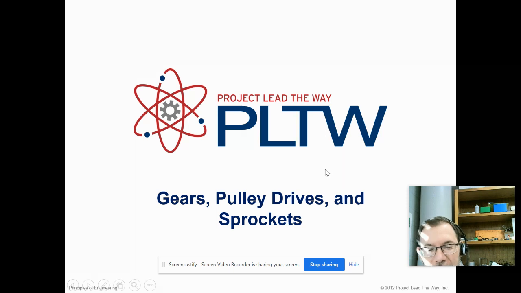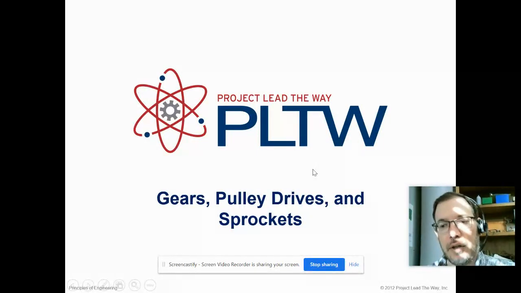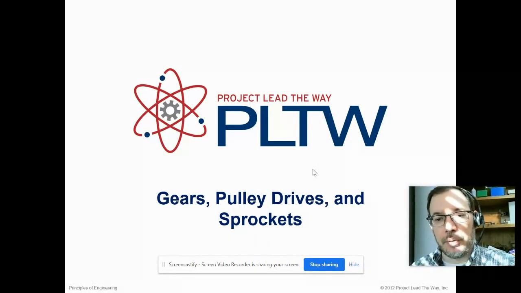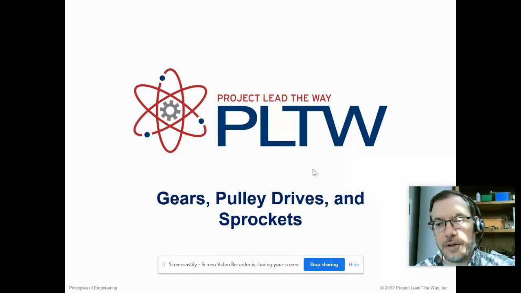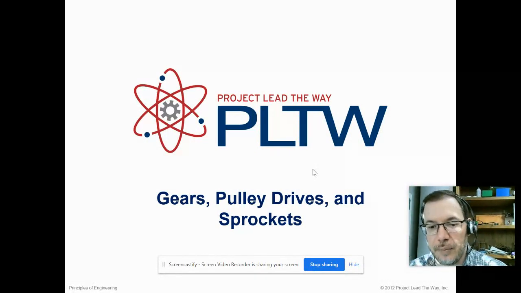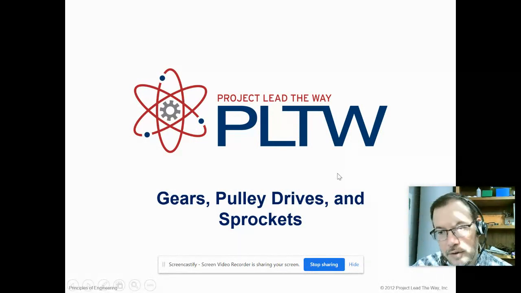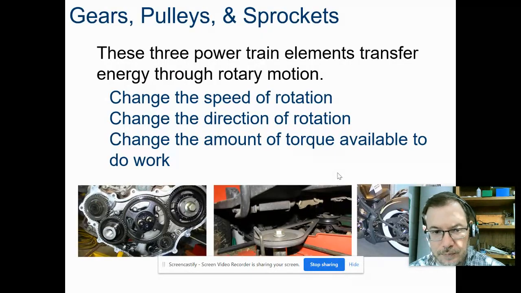Today we're going to be looking at gears, pulley drives, and sprockets, and we're going to break this up into two parts. The first part is going to be the gear part, and then we'll look at pulley drives and sprockets separately, just so that this doesn't get any longer than it needs to. So that's kind of the plan. We're going to start with looking at gears and work our way through.